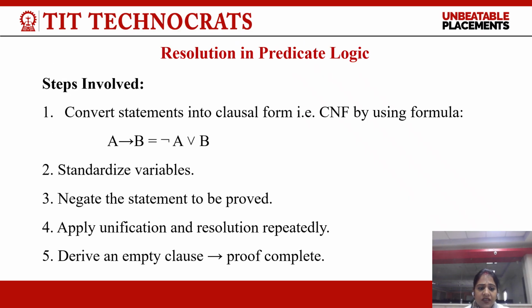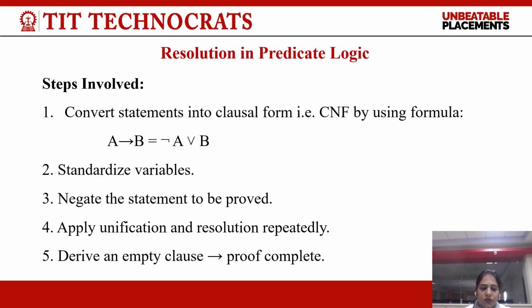Now let's move beyond simple statements to predicate logic. Convert statements into clausal normal form using formulas like A implies B is equal to negation A union B. We have to standardize the variables, negate the statement that we need to prove. We have to apply unification and resolution repeatedly as we have done in the examples. If you reach an empty clause, then the proof is complete.